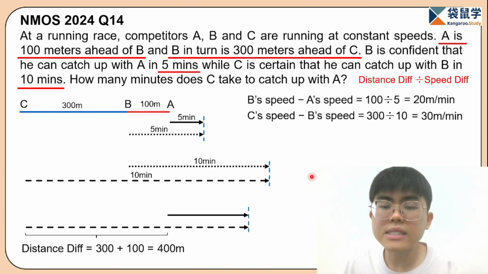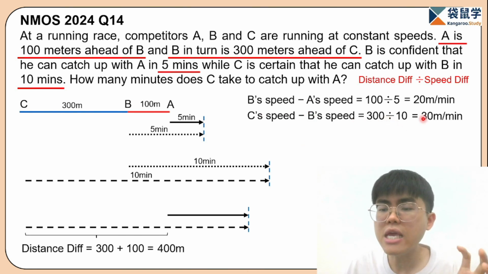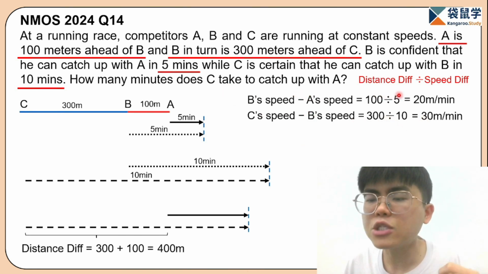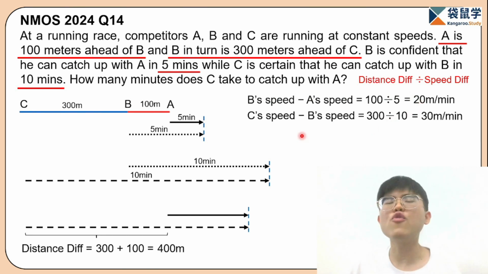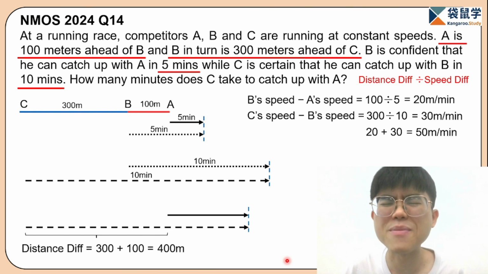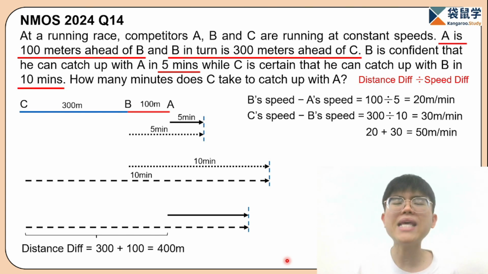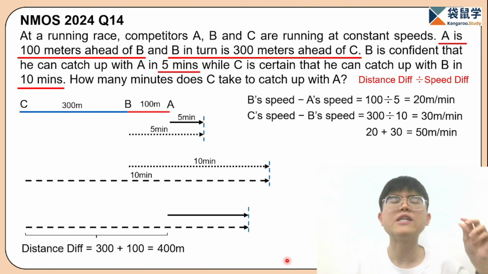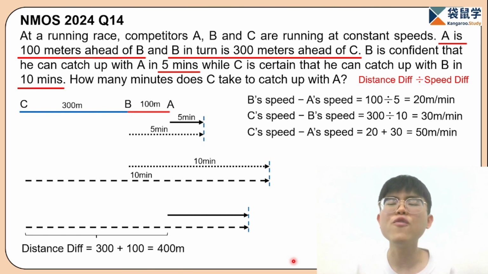Oh, we say that C compared to B is 30 extra. B compared to A is 20 extra. So to find out C and A is actually just 30 plus 20. And it is equal to 50 meters per minute. So we say that the speed of C minus the speed of A is just equal to 50 meters per minute.